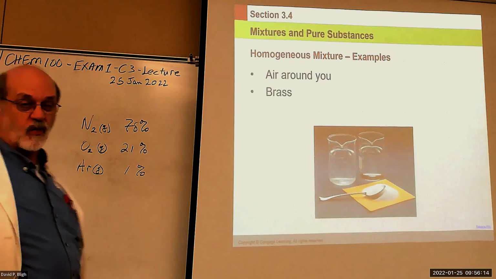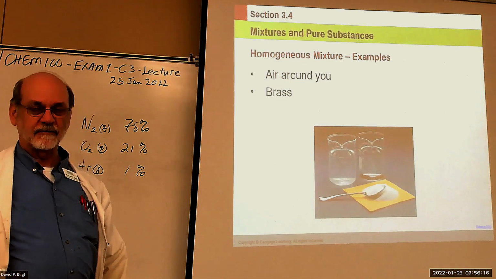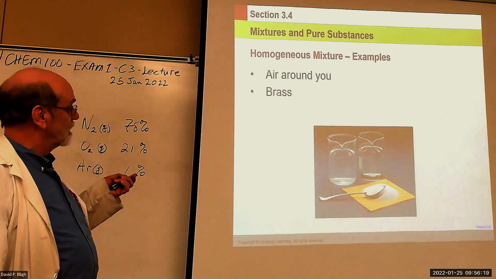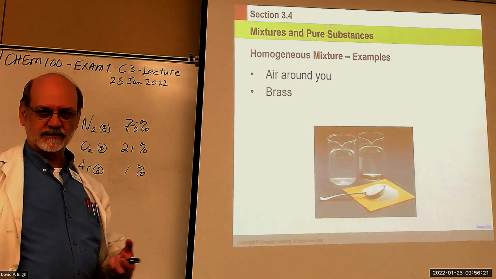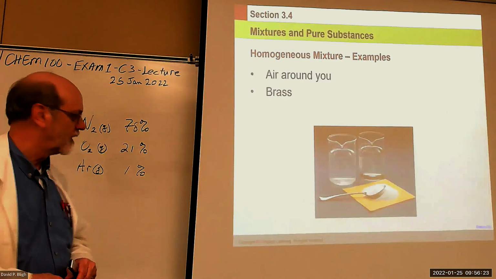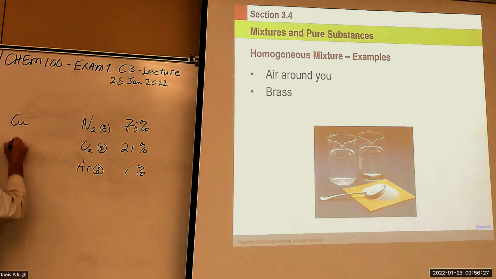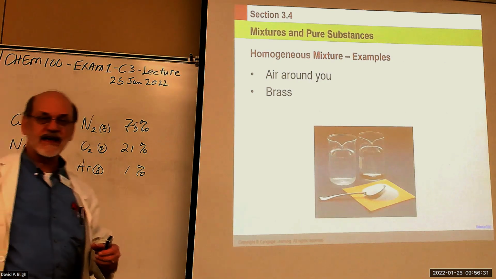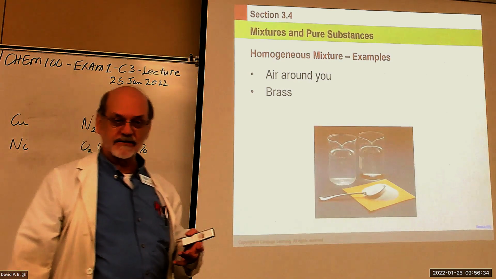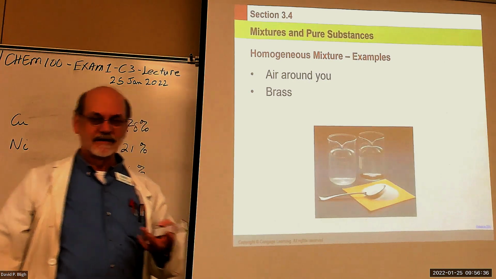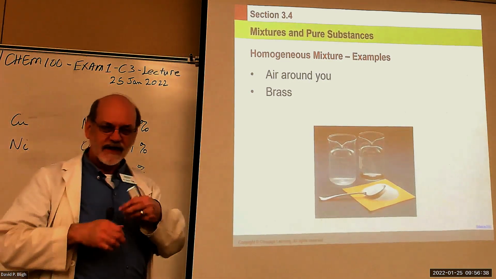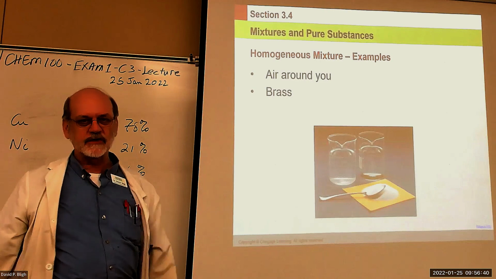Other substances are not quite as cooperative. Brass is a solid solution, a solid homogeneous mixture, primarily copper and nickel. Put those two metals together. Now, you can't get them together as solids, right? You got to melt them. Once you melt them and get them together, then you can let them solidify, and now you have your solid solution.